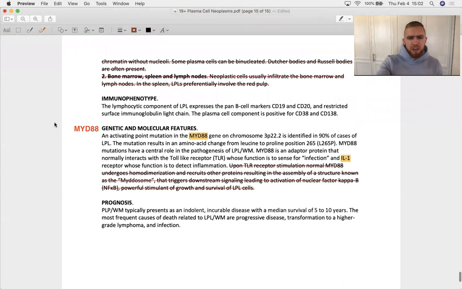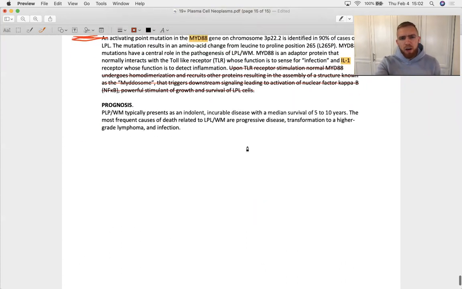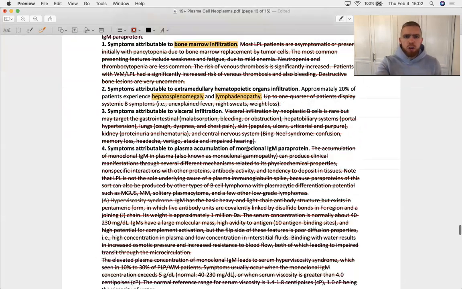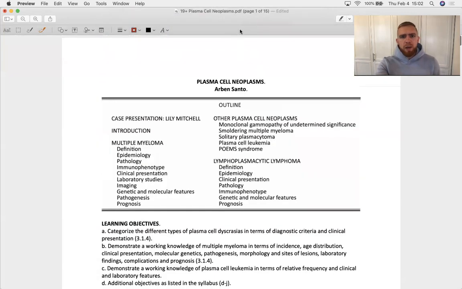And that is about it for this SDL. There's a MyD88 gene that you do want to kind of write down for Waldenstrom. But other than that, now you understand plasma cell neoplasms. Just go back through that other neoplasm section. Remember how to differentiate or classify these cancers apart from one another, and you got it. Thank you very much.